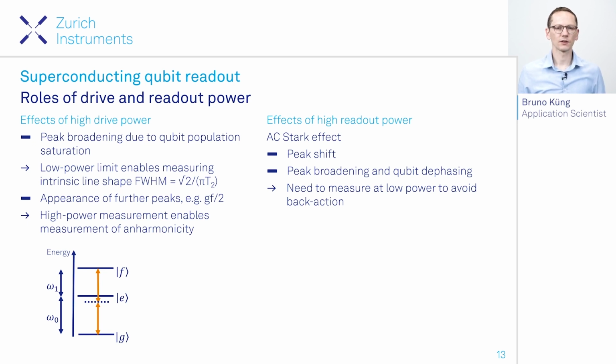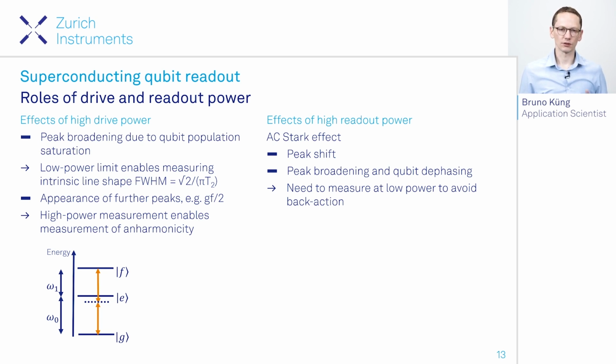or lower bound maybe. Then in turn, going to higher powers, we will see additional peaks typically, for instance, the GF half transition, which is a signature of a two-photon process, bringing the qubit from ground state to the second excited state level, the F level, and this may be used deliberately to measure the anharmonicity of the qubit by measuring this peak's position.